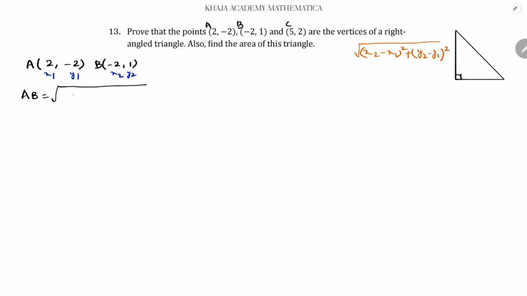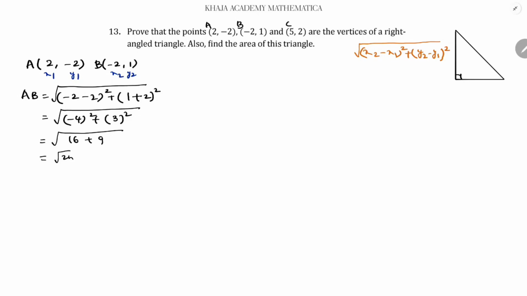Under root, x2 minus x1, that is minus 2 minus 2, whole square. Y2 is 1 minus y1 which is minus 2, so it is plus 2, whole square. Under root, minus 4 whole square plus 3 square, 16 plus 9, root 25, which is 5 units.